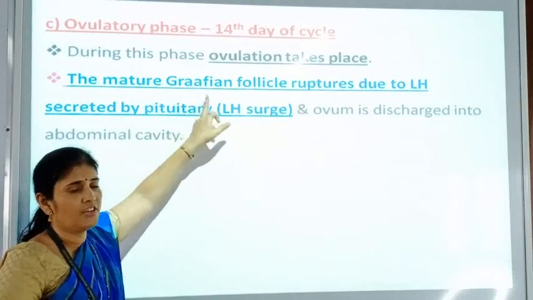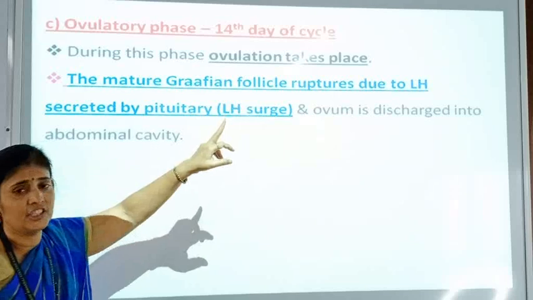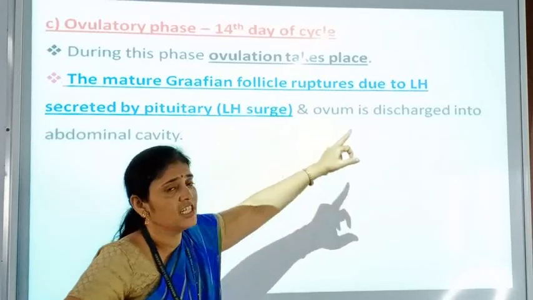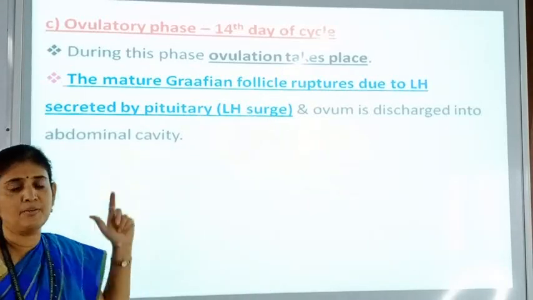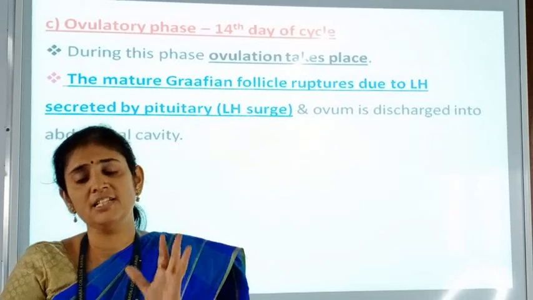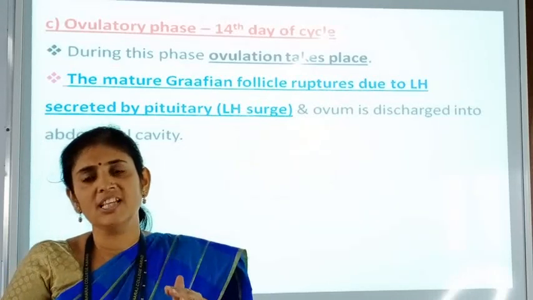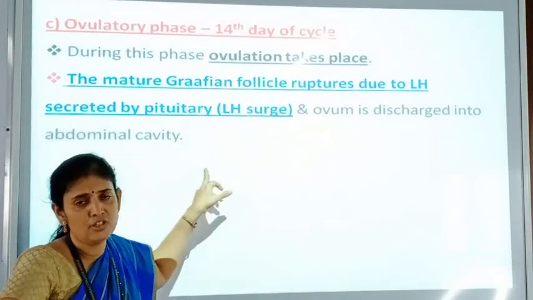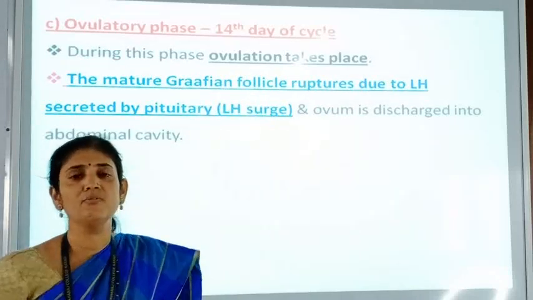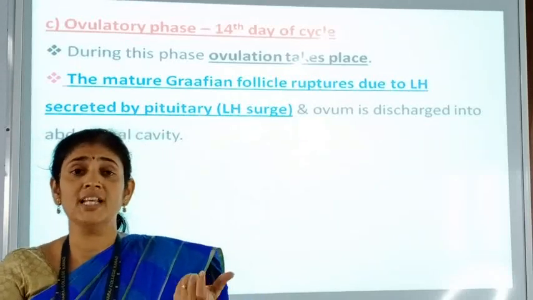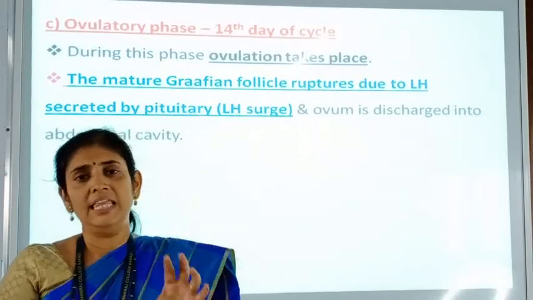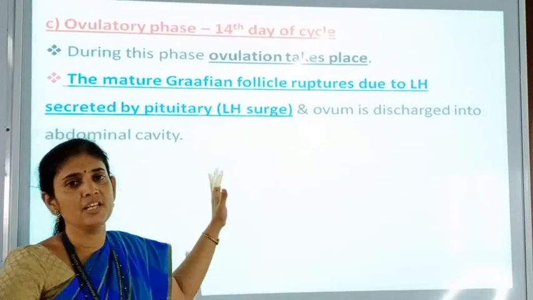So here the mature graafian follicle ruptures due to the action of LH, that is luteinizing hormone secreted by the pituitary, that is called an LH surge, and the ovum is discharged into the abdominal cavity, that means into the fallopian tube, and this is occurring due to the action of LH. The luteinizing hormone is at the peak level at the middle of this menstrual cycle, that is the 14th day, during which ovulation occurs, the mature graafian follicle ruptures, and the ovum or egg, which is called a secondary oocyte, gets released from the ovary and comes into the fallopian tube. This process is occurring during this third phase.